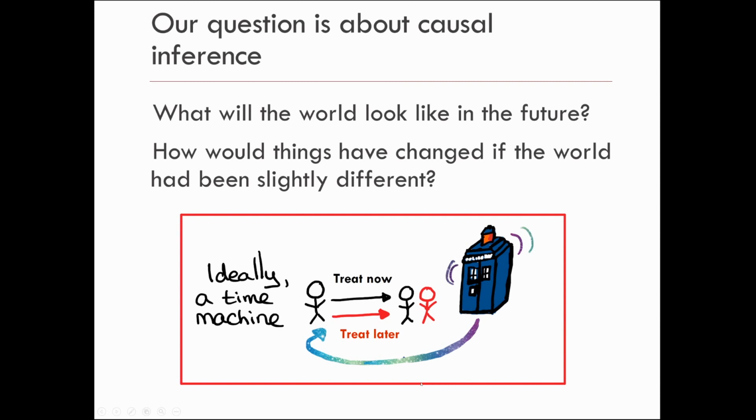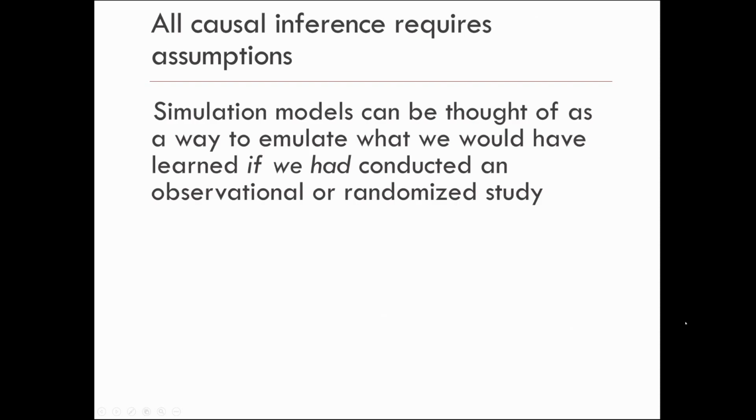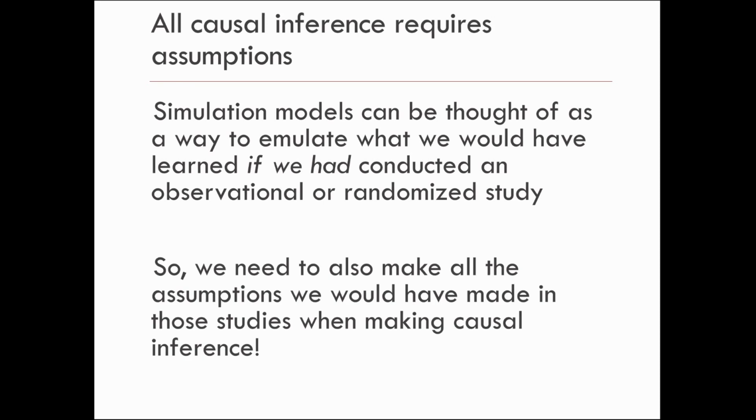So again, ideally, we would like to have a time machine, but since we don't, we have to make some assumptions. So simulation models can be thought of as a way to emulate what we would have learned if we had conducted an observational or randomized study, which means that we need to make all the assumptions we would have made in those studies when we were using them to make causal inference. So I want to recap what those assumptions are, because I think they're very important and they're often not explicitly discussed even in our observational studies and randomized trials.